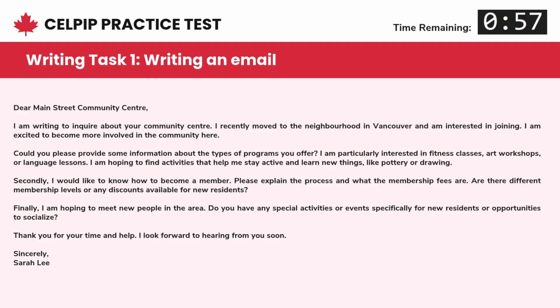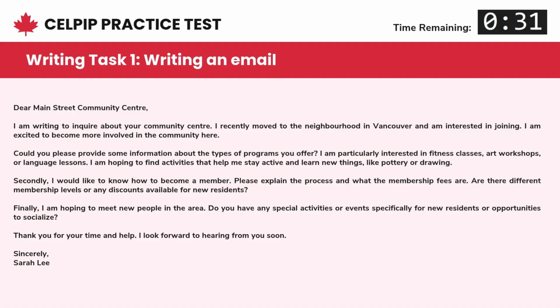The email is well organized with clear paragraphs. It uses a polite and formal tone, which is correct for writing to a community center. Notice the clear greeting and closing lines. This structure makes the email easy to read and understand. The writer uses simple linking words like secondly and finally to connect ideas smoothly. These words help the email flow well.